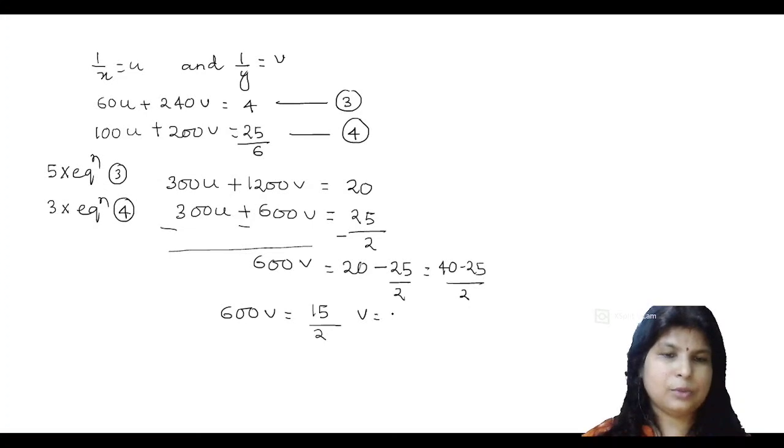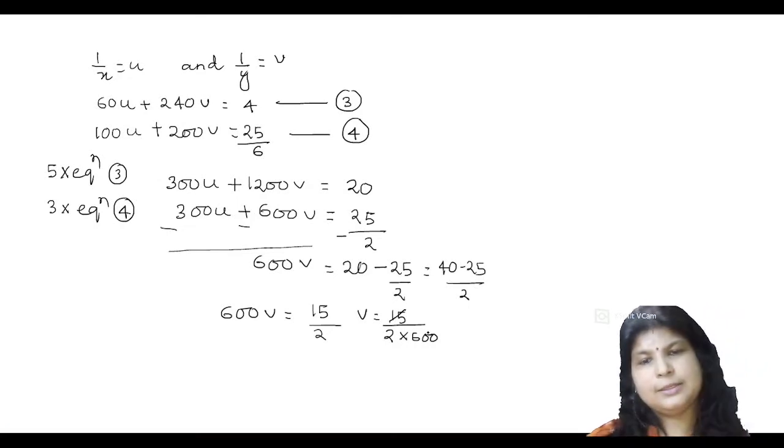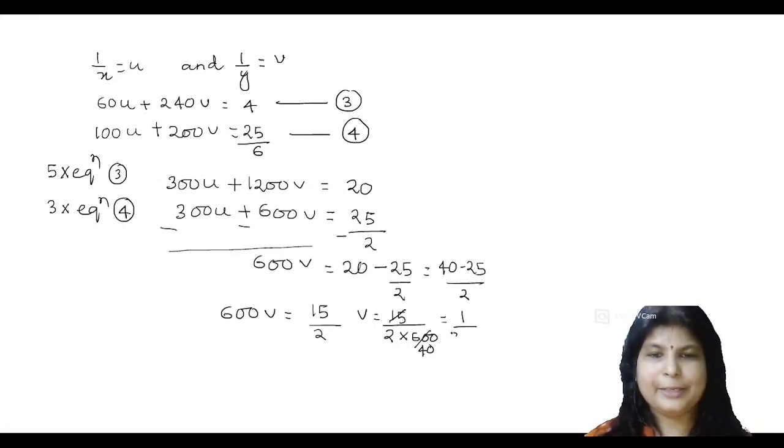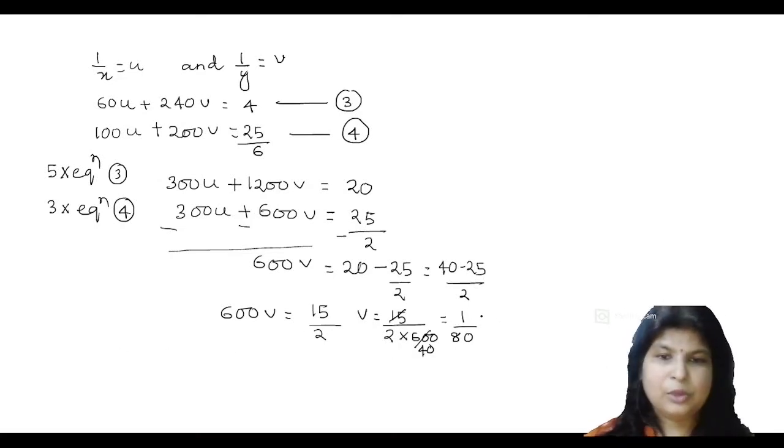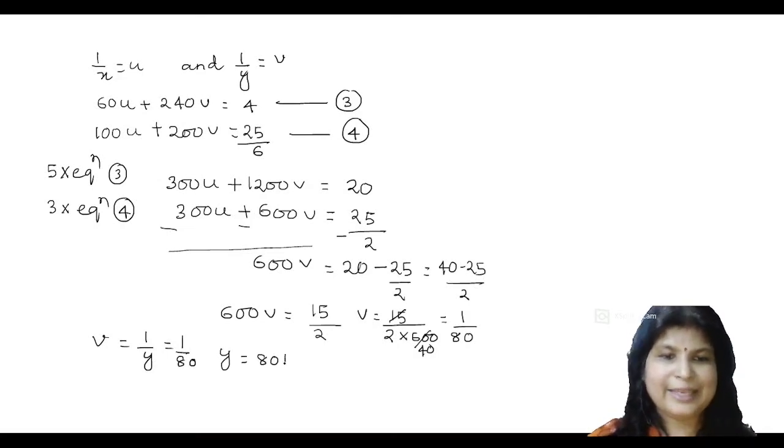So v is equal to 15 divided by 2 into 600. Okay, so now if you just cancel out, so you will get 15, it becomes 40, that is 1 divided by 80. 1 divided by 80. So what is v? v is equal to 1 by y, that is equal to 1 by 80. So what will be your y value then? y is equal to 80 kilometer per hour.